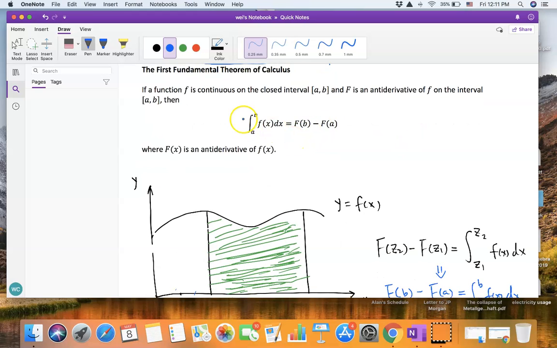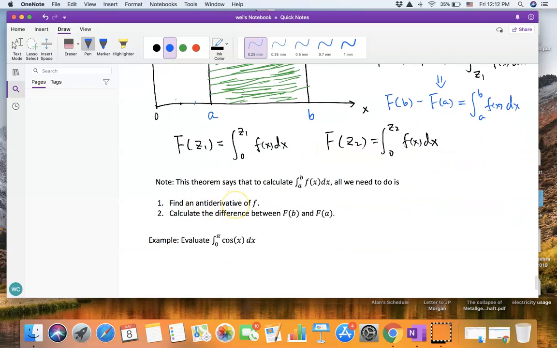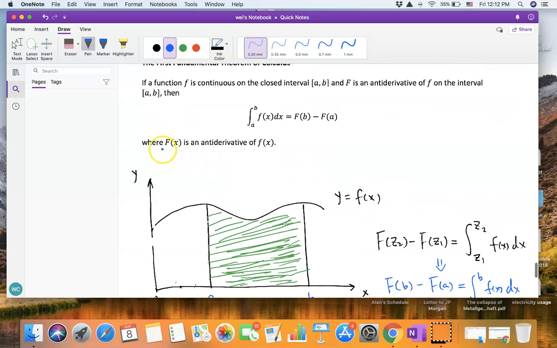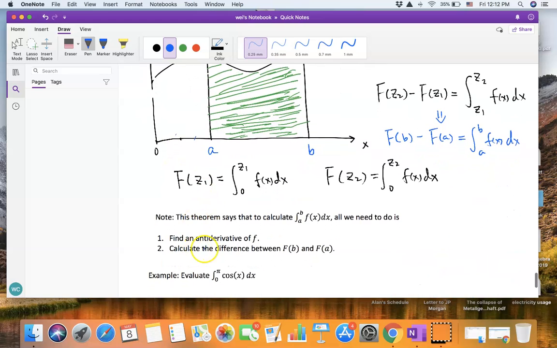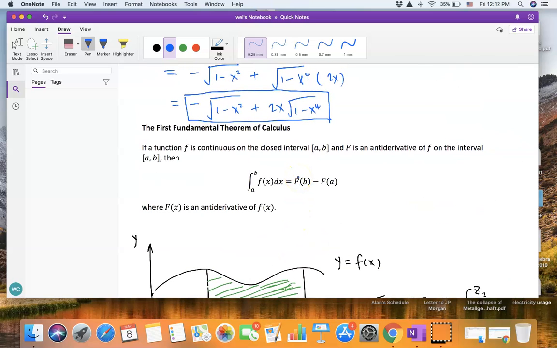So this means if a function is continuous on the closed interval, then when we evaluate a definite integral like this, we can use this strategy. And this strategy is we first find an antiderivative of little f, which means we first find out what capital F(x) is. And then we calculate the difference between these two numbers, capital F of b and capital F of a. Now you can see, using this method, it will save us a lot of time.